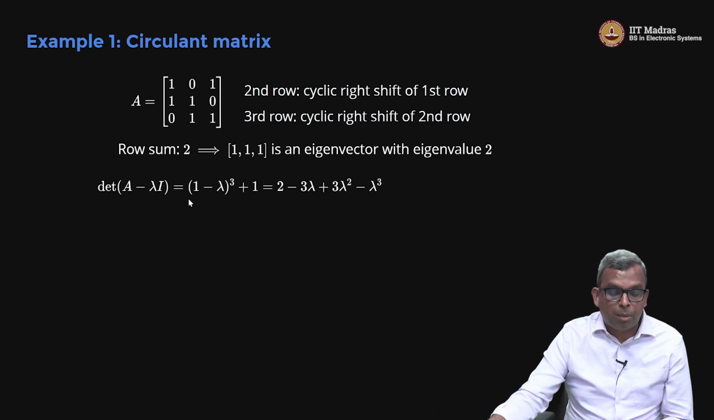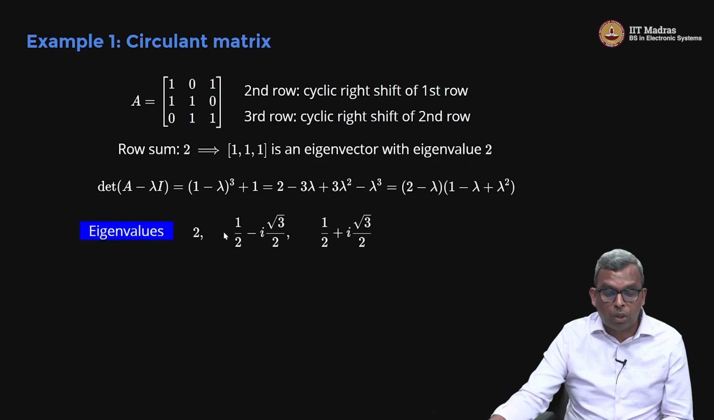And then you can find the determinant of A minus lambda I. You will see in this particular case it will work out like this. Because I know 2 is already a root, I can factor it out, so I'll get only a quadratic left. For this quadratic, I can find the roots. I'll get half minus i root 3 by 2 and half plus i root 3 by 2. Now you can plug this in and find the eigenvectors.